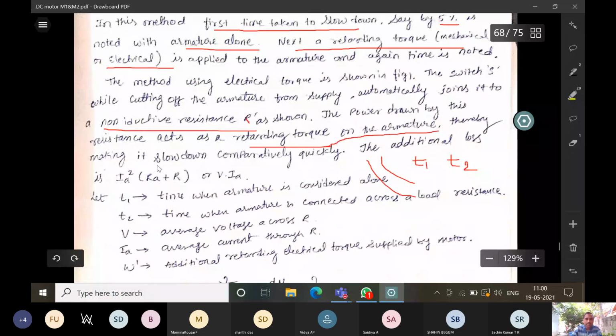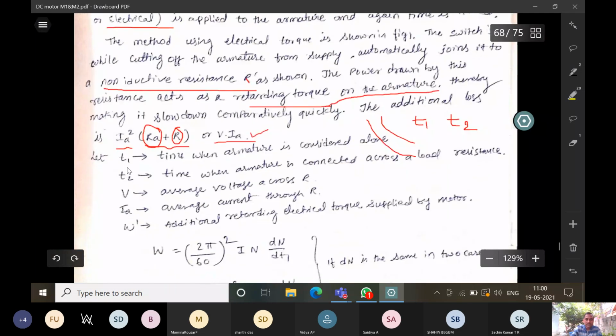Thereby it slows down comparatively quickly, and the additional loss is I square (Ra plus R). Ra is the armature resistance and R is the resistance we have inserted in the load. So that is I square into (Ra plus R), or V into Ia, which also gives the power.